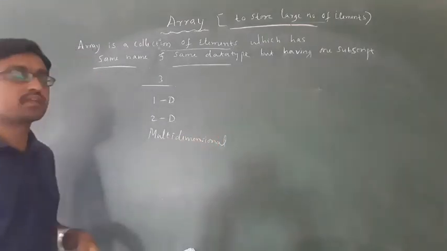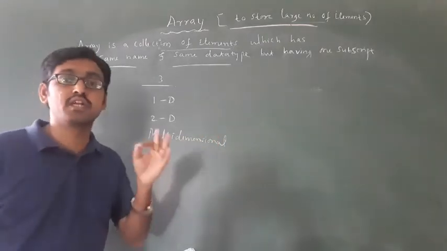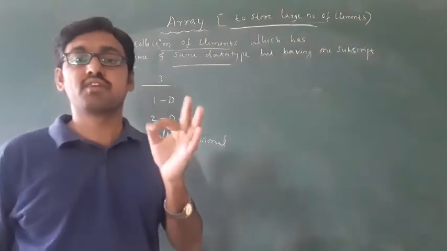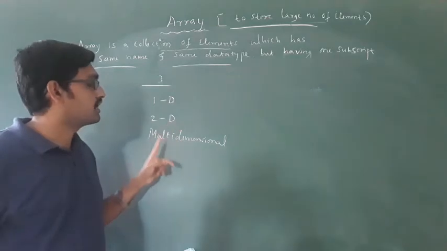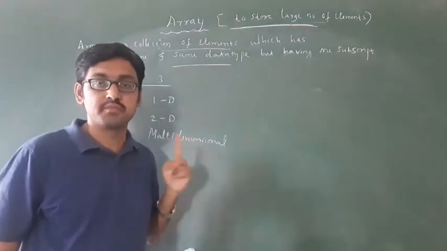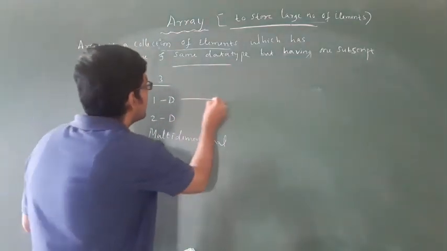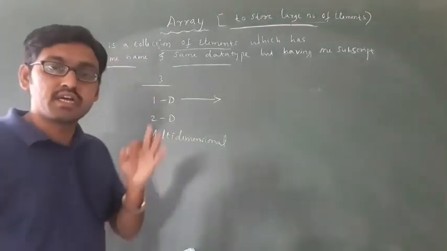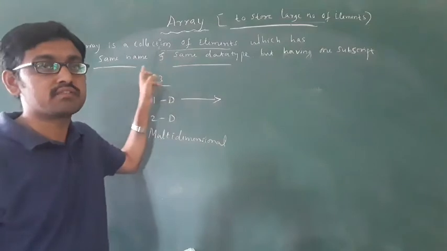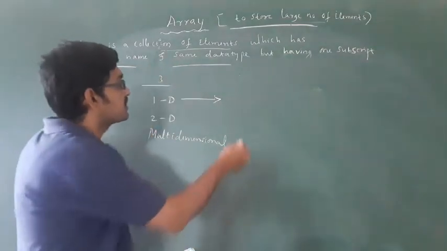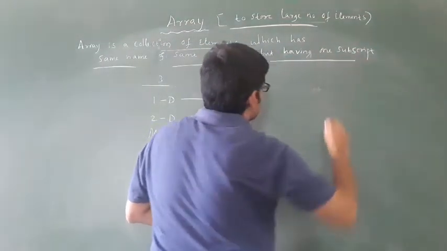Multi-dimensional array. There are three types of arrays. Mention the types of arrays: 1D array, one dimensional array, two dimensional array, then multi-dimensional array. Okay, what is one dimensional array? One dimensional array, it has also same point you have to write it. It's a collection of elements which have same name, same data type, but having one subscript.